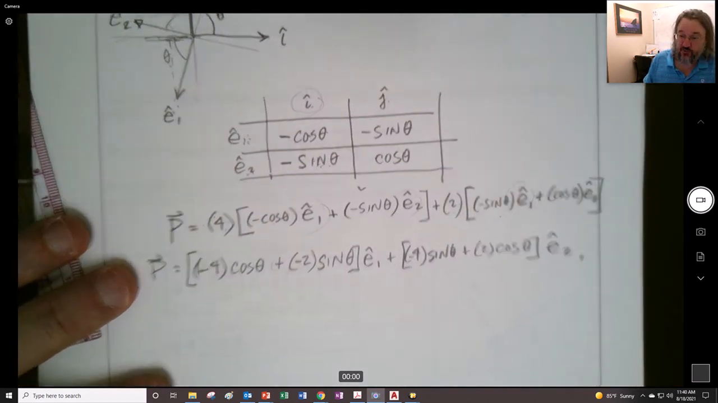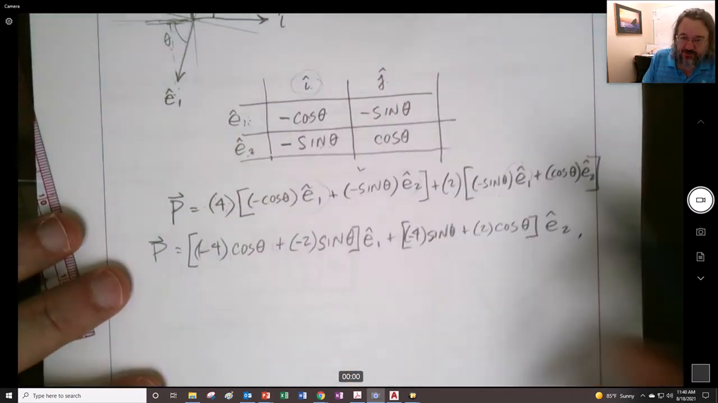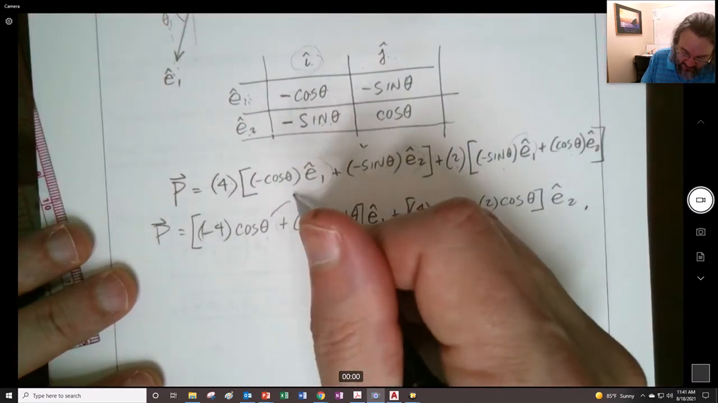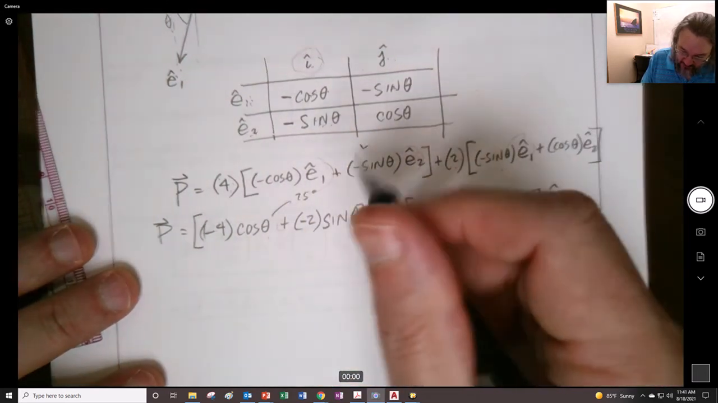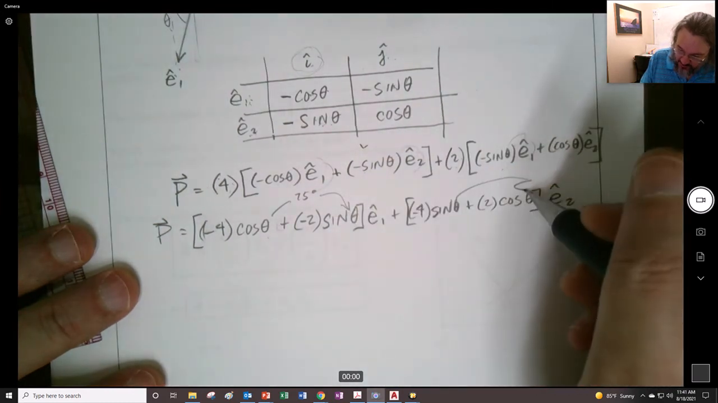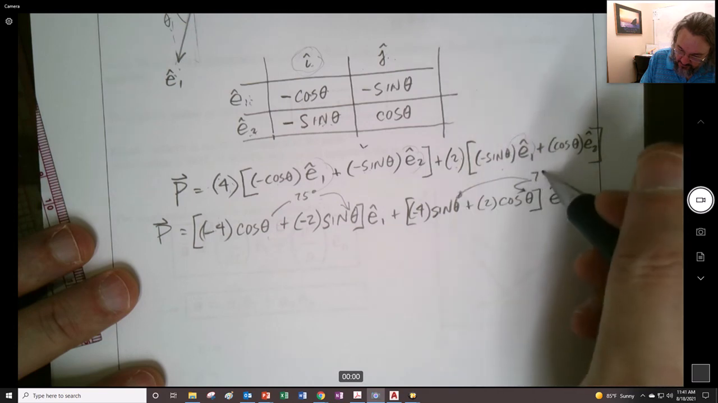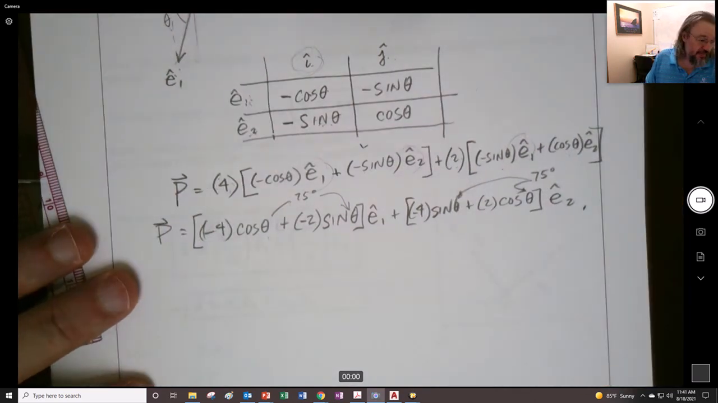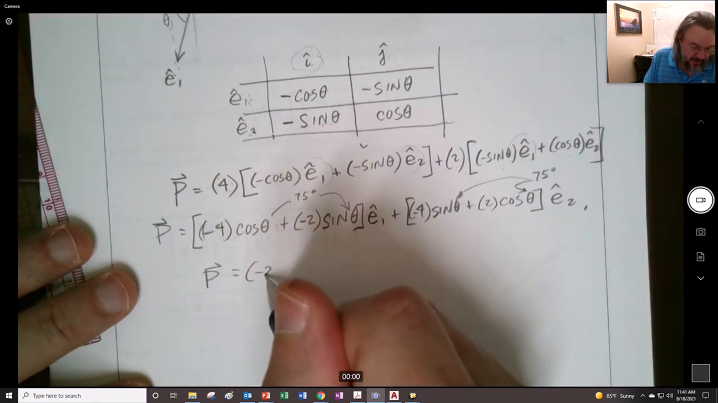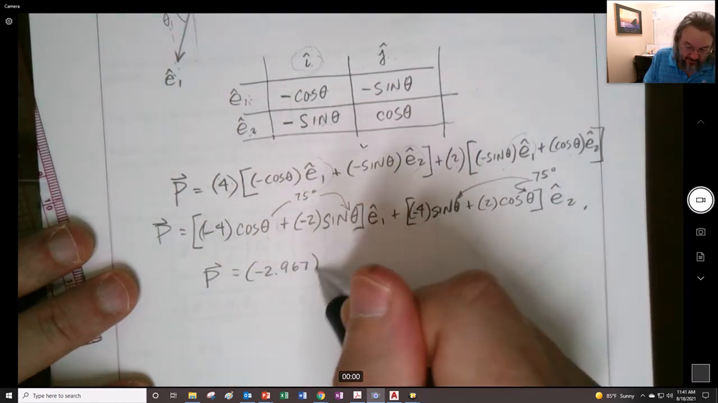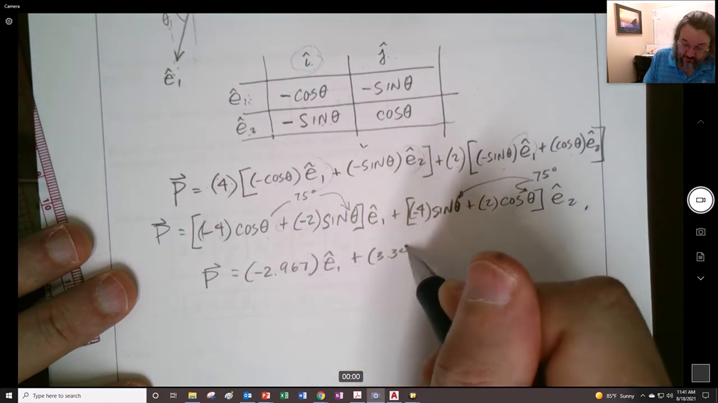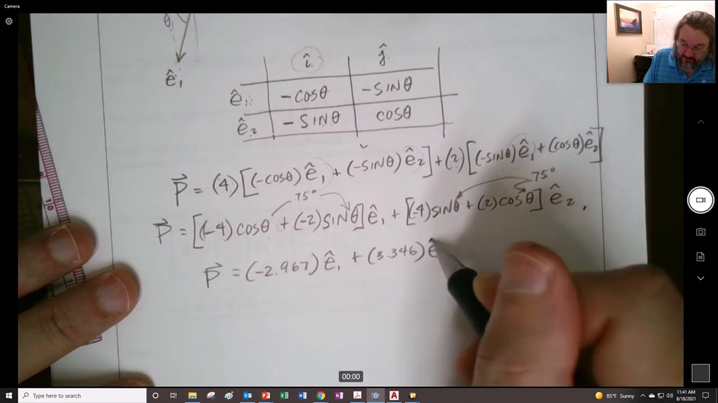So we've just transformed the things, right? So that's how we use the array. But anyway, if we plug in 75 degrees for here and there and here and there, right? I'm not going to rewrite the thing out. And we plug it into our calculator, we get P is equal to negative 2.967 E1 plus 3.346 E2.